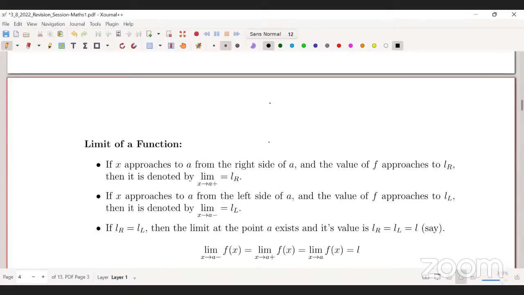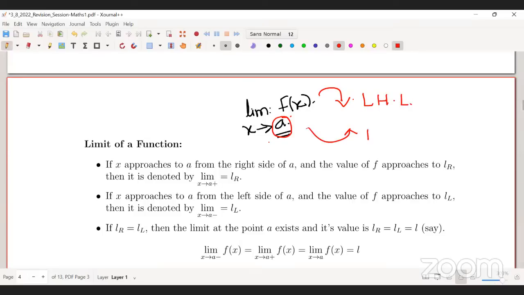Suppose you have a function. To check whether this function has a limit at point a, you need to do two things. RHL equal to LHL. Correct. So you need to find the left hand limit, LHL, and the right hand limit, RHL. If both are equal, then the limit exists. Otherwise, it does not exist.